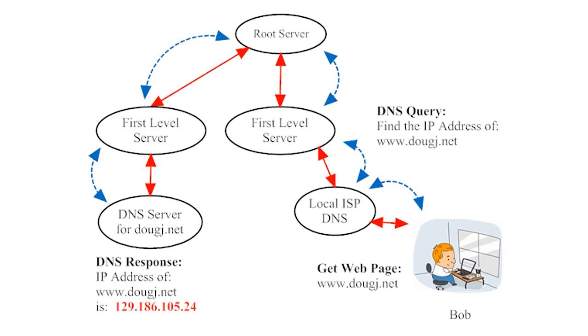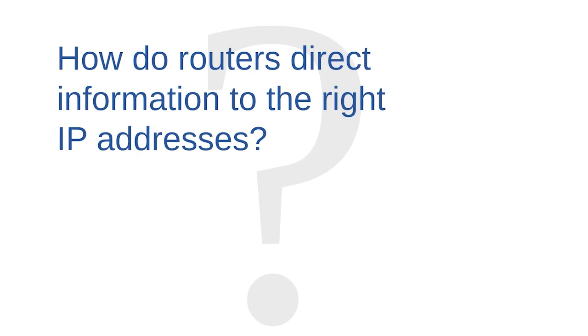Now let's look at another common networking device, routers. Throughout this introduction to the internet, I have mentioned machines called routers, and I have referred to some information being routed across the web. But with all of the millions of devices connected to the internet, how exactly do routers direct traffic to the right IP addresses? Well, let me show you.